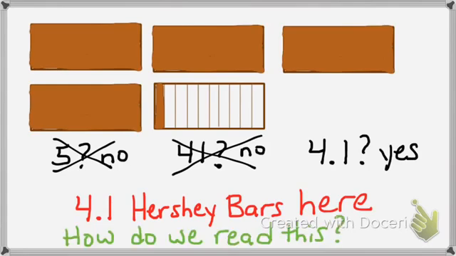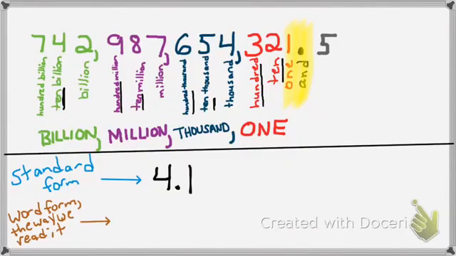Now the question is, how do I read this? Do I say 4.1? What's the correct way to read this number? Okay, let's check it out. So what do we call this 5 right here? Well, we use the information to the left of the decimal to help us.